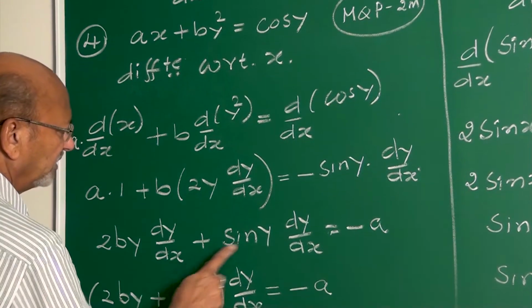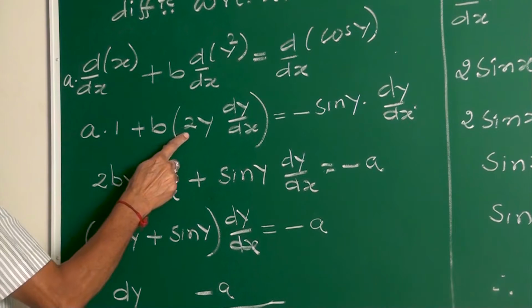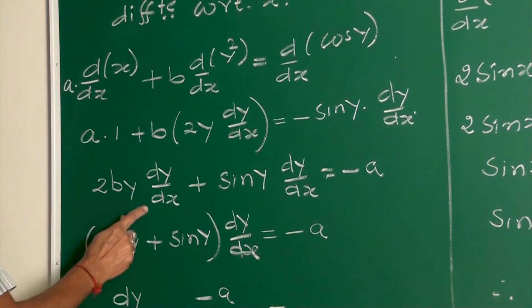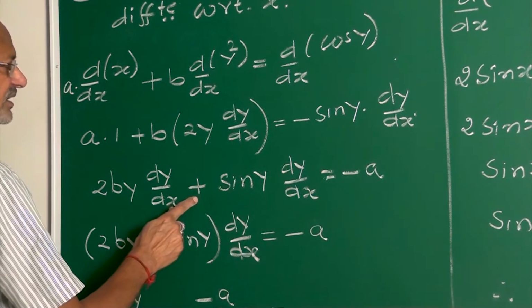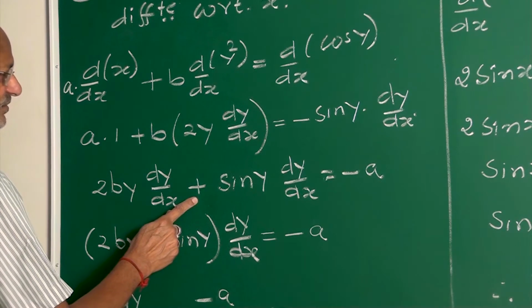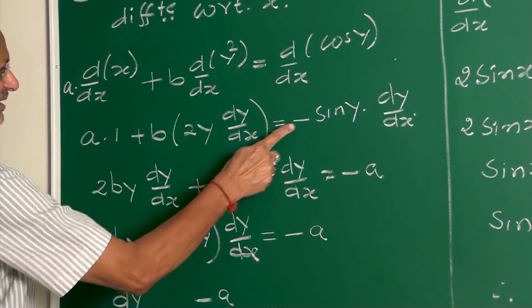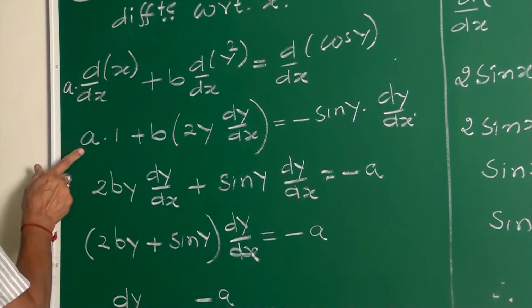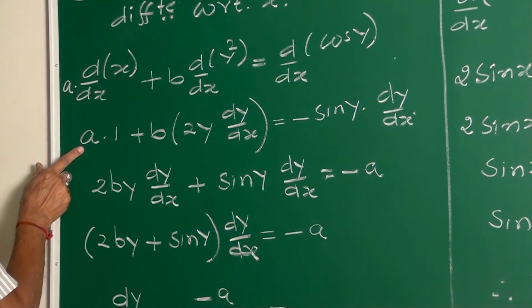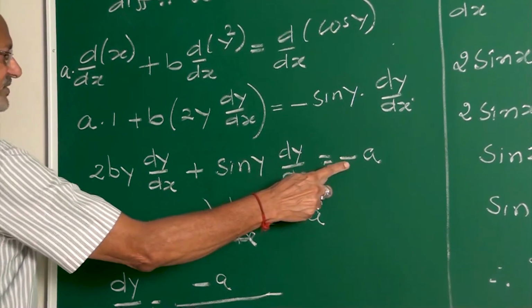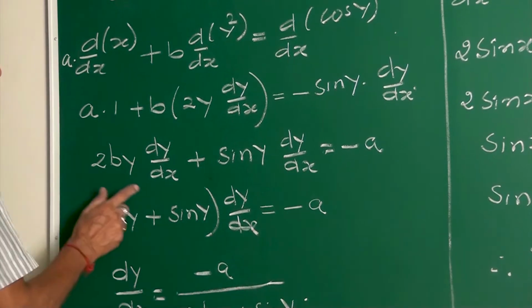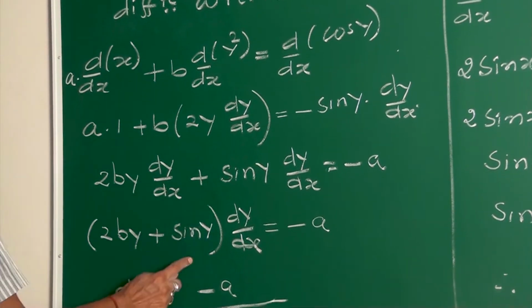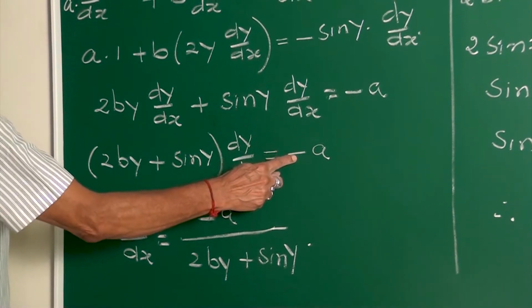Collect dy by dx on one side. It is there, 2by into dy by dx. It is a term containing dy by dx. Shift it to the LHS here, that minus becomes plus. This is free from dy by dx. Shift this to the RHS. Dy by dx is common. You have 2by plus sin y into dy by dx equal to minus a.